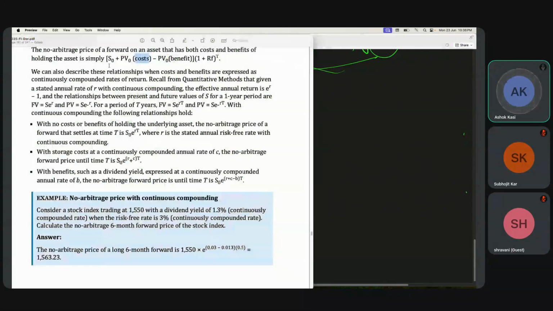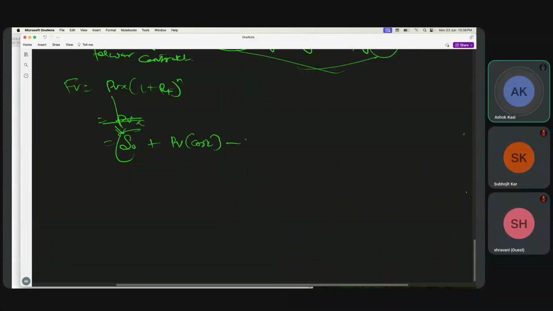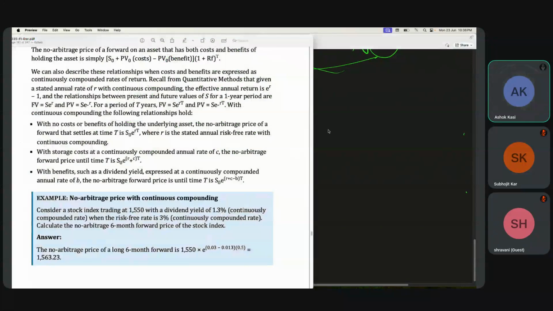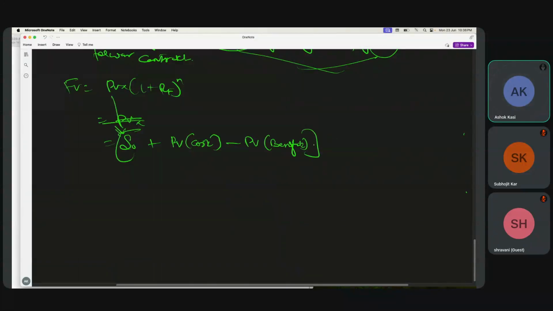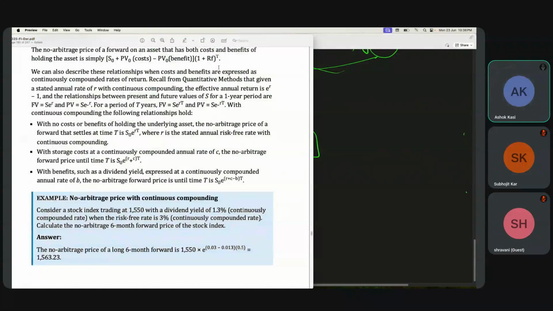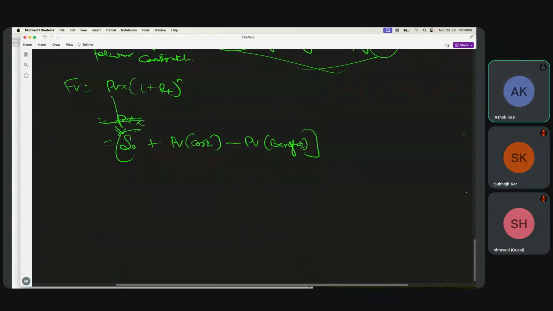Then the bracket begins here, minus present value of benefit. Present value of benefit. And then this whole thing comes into 1 plus RF raised to T. T as in N only, okay?